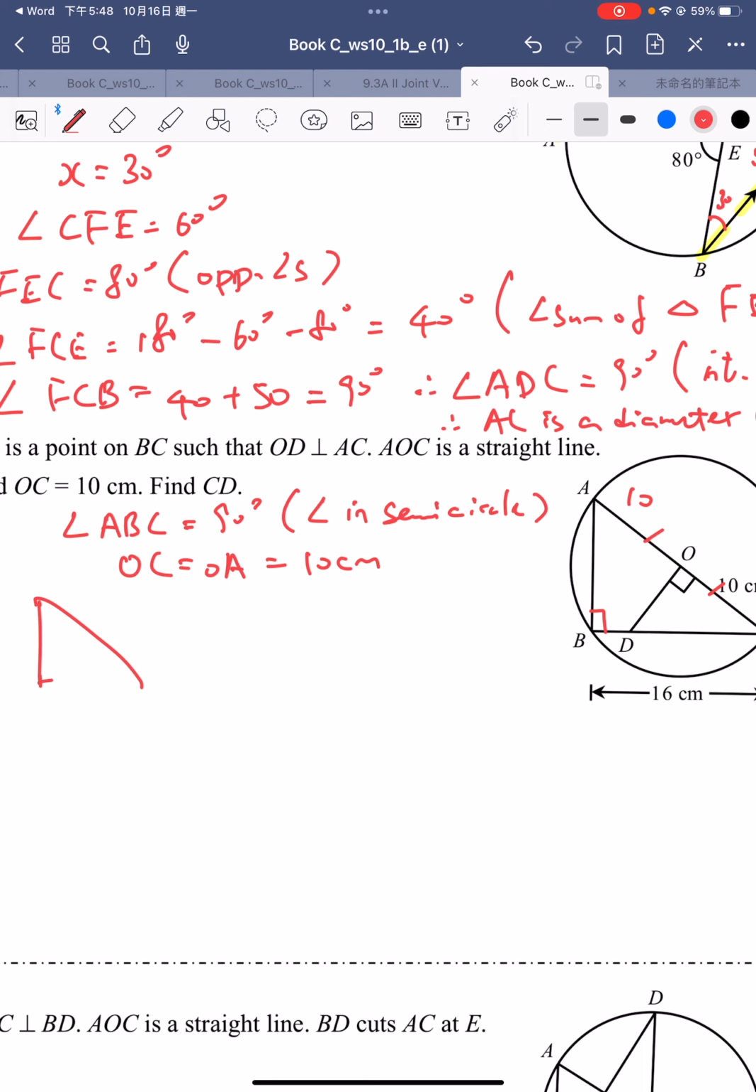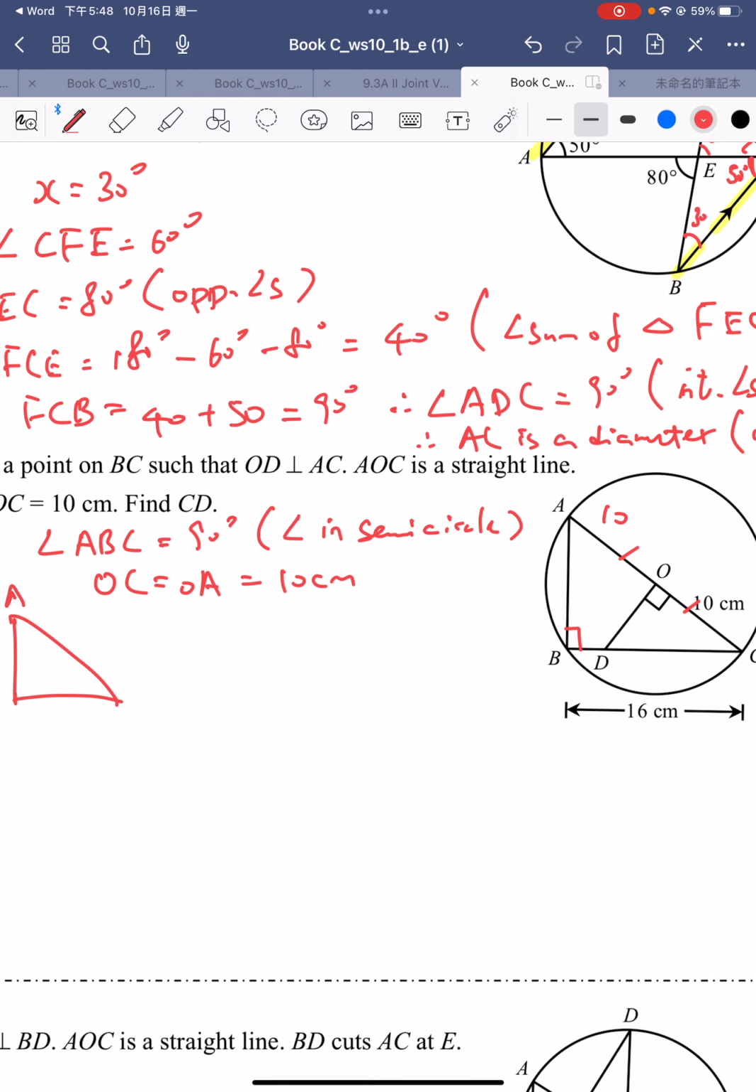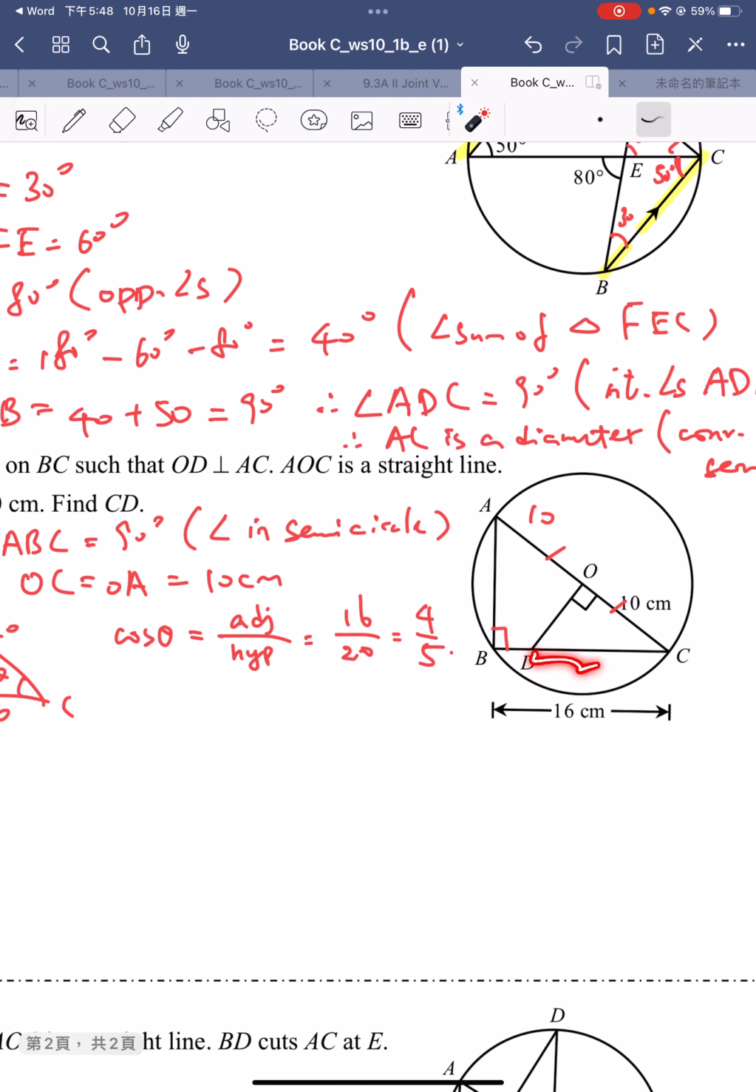If we draw out the triangle ABC, if this is the theta, then the AC length is going to be 20, and the BC length total is 16. So we can find the trigonometry relationship between these two lines. Then we can say cos theta is equal to the adjacent divided by the hypotenuse. So the adjacent length is going to be 16 divided by 20, and you simplify it, it will give you 4/5. You don't need to calculate the exact angle of theta, because what we want is just the length of DC.